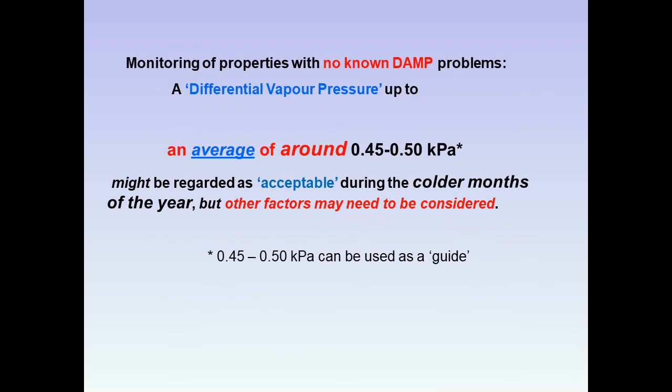If we want to look at a property, we have monitored properties with no known damp problems, and we've found that these contain a differential vapor pressure of up to an average of around 0.45 to 0.5 kilopascals. And this may be regarded as acceptable during the colder months of the year, but other factors may need to be considered. However, it is a very useful guide, the 0.45 to 0.5 kilopascals.